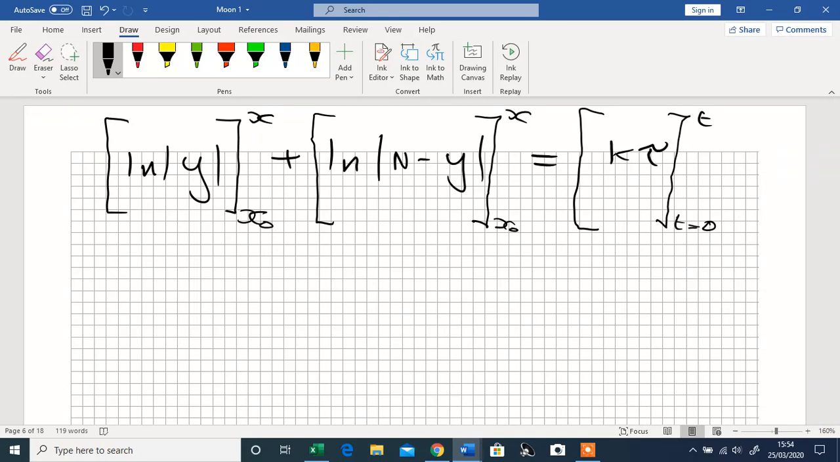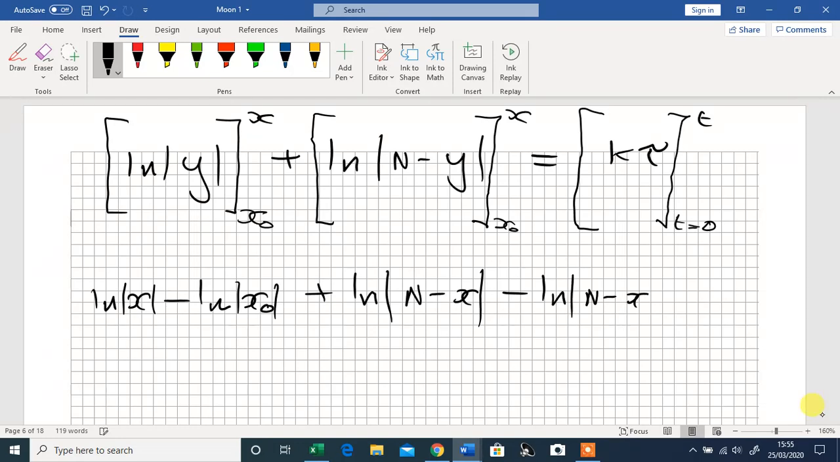So we've got the logarithm of y. If we substitute in the x for y, we get the log of x minus the log of x0, put modulus signs in for now, plus the log of n minus x minus the log of n minus x0, and that's equal to kt. Because if you substitute 0 in for t, you just get 0, and of course if you substitute the t in, you just get the kt.